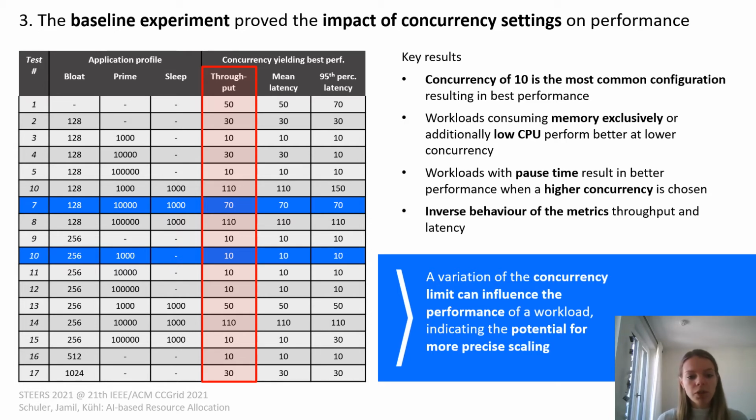Additionally, we can see an inverse behavior of the measures within the tests. So we have a high throughput together with a low latency, and this allows us for the further tests to focus on only one metric, because when optimizing for throughput, we also optimize for latency. To summarize the main findings of this baseline experiment, a variation of the concurrency limit can definitely influence the performance of a workload, which further motivates part 2 of our experiments, where we want to apply reinforcement learning to improve this concurrency configuration automatically.